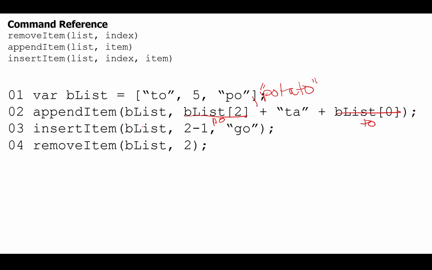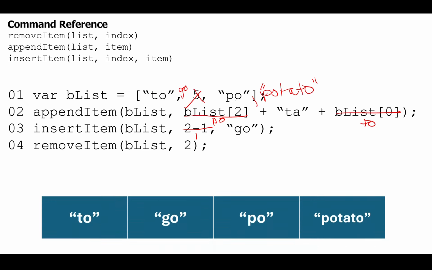Then insert item in spot 1, go. So I'm going to put a go right there. And then I'm going to remove whoever is in spot 2. So 0, 1, 2, 5 is going to get kicked out. Po and potato are going to go scooting down. So I'm going to get to, go, po, potato. Sounds kind of like a chant in a way.